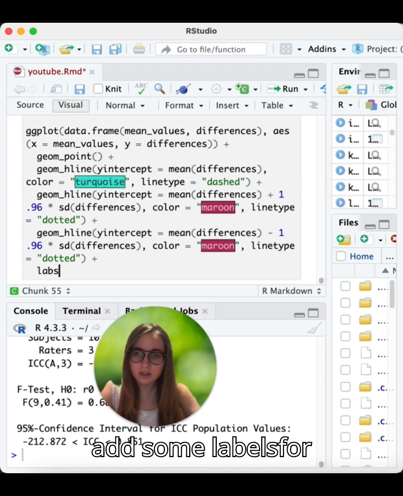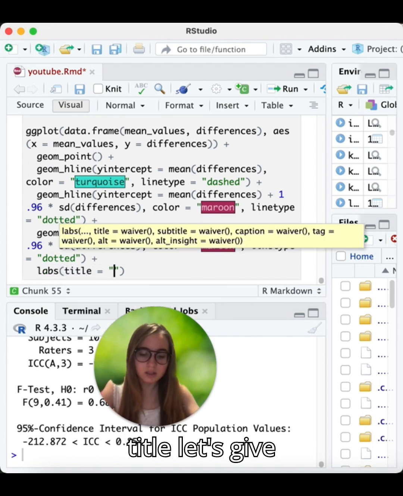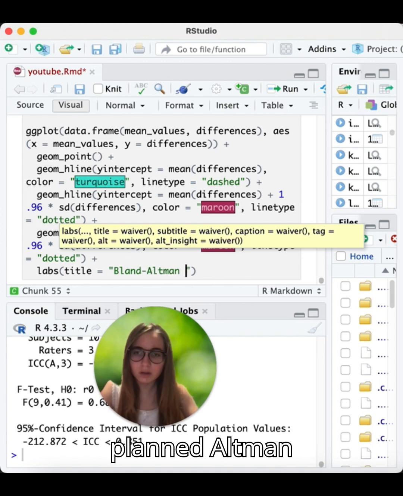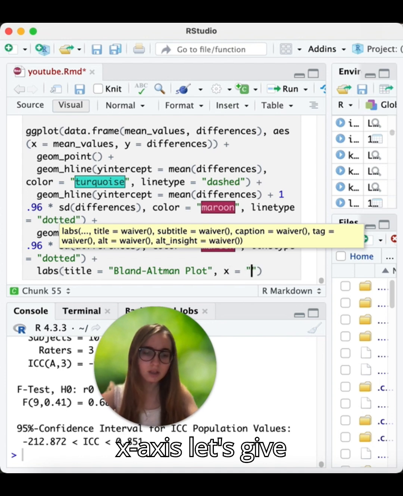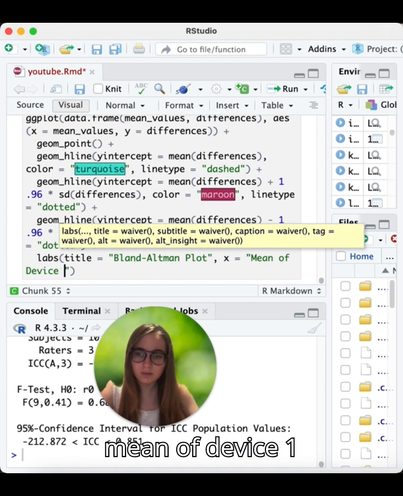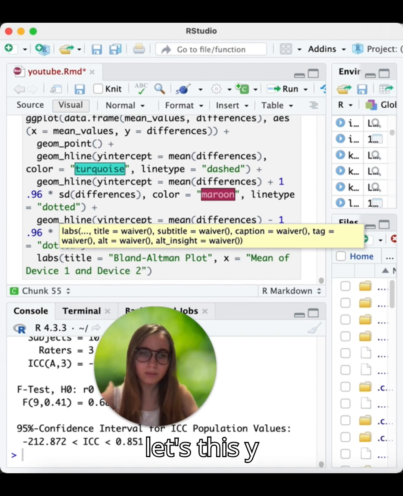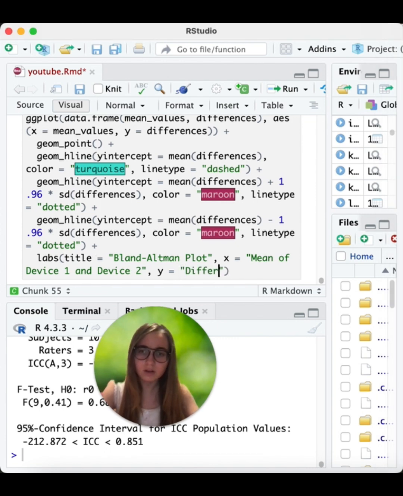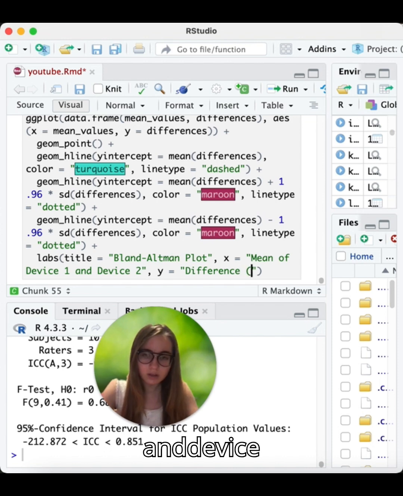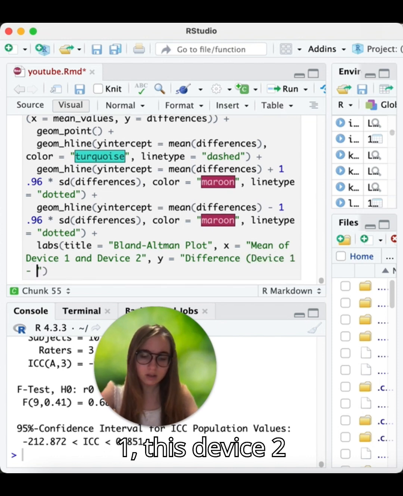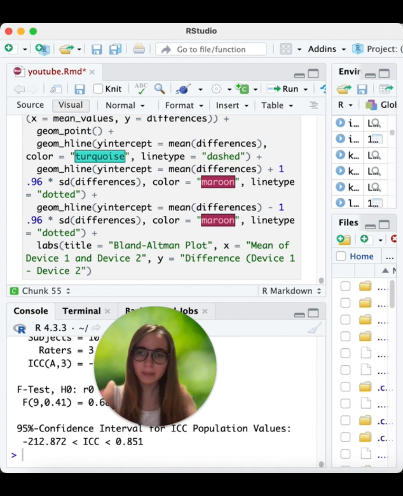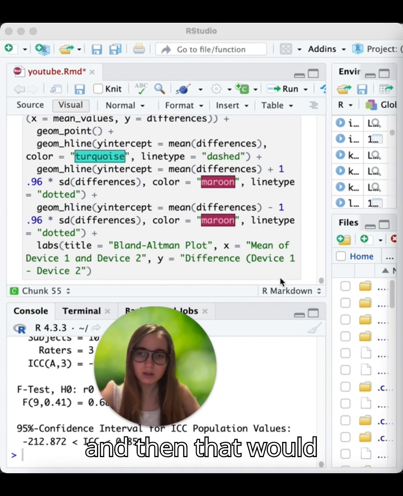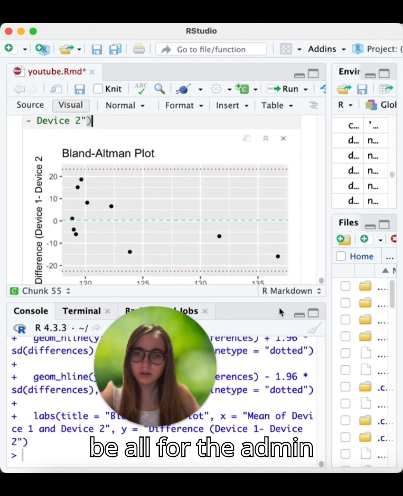And now we can add some labels. For title, let's give Bland-Altman Plot. Then for the x-axis, let's give mean of device 1 and device 2. Then as the y value, give difference between device 1 and device 2, and that would be all for the Bland-Altman plot.